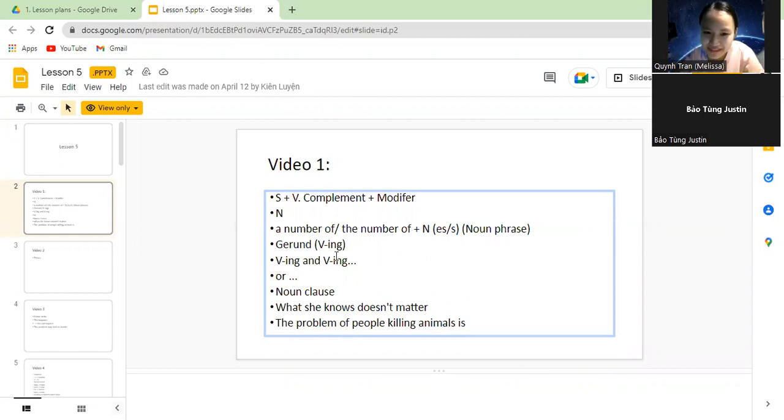Okay, so can you tell me the difference between "a number of" and "the number of"? A number is like many, and the number of is like the quantity. Yeah. So what about the structure there? A plus what, or anything else about that?